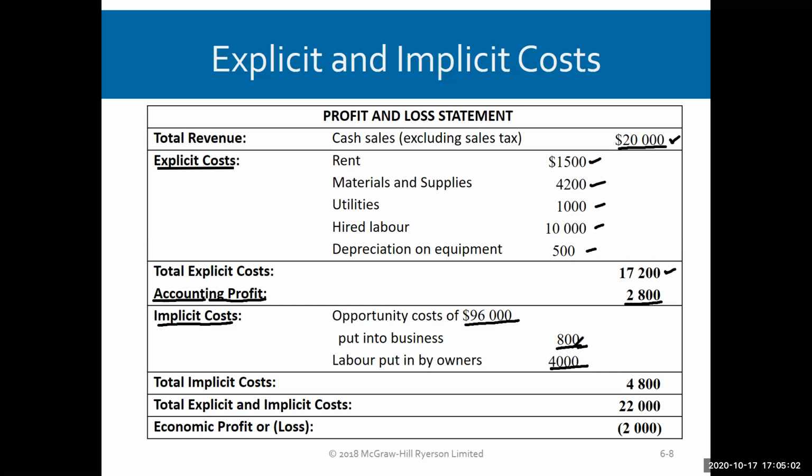Now they're putting labor into their company, but they're not paying themselves a salary. So they gave up $4,000 a month to do this business. When you add up those total implicit costs, they come to a further $4,800 of costs we should include. So we subtract that. Let's add up 17,248, and that gives us 22,000 of explicit and implicit costs, adding them both together. And so therefore, in the end, we see we've got an economic loss of $2,000.